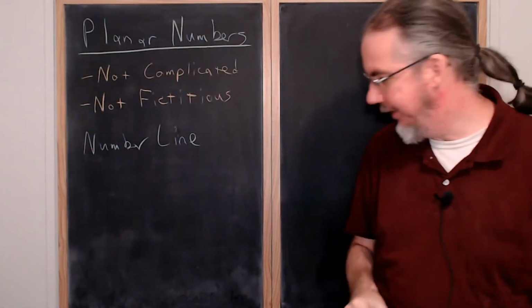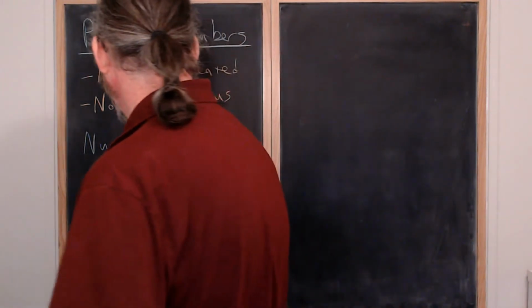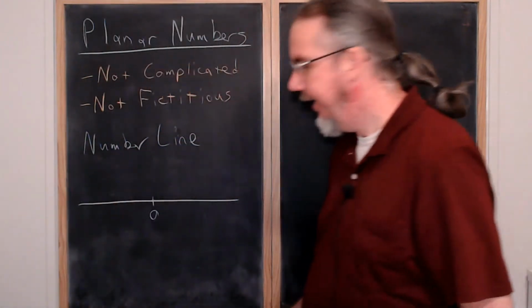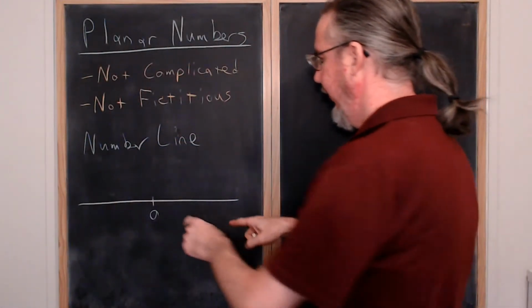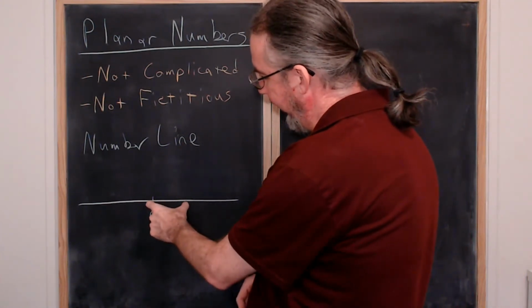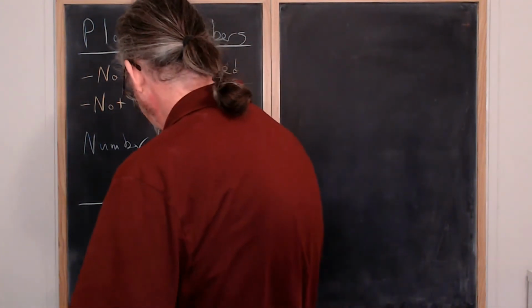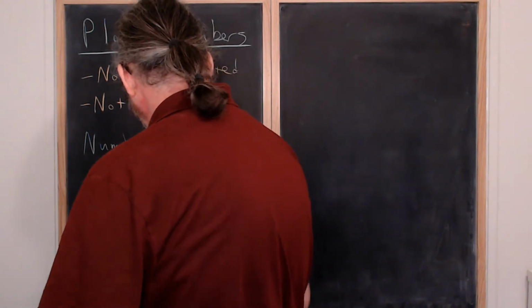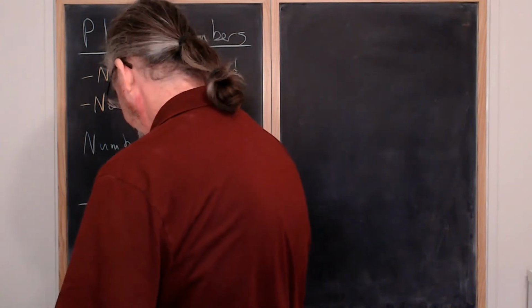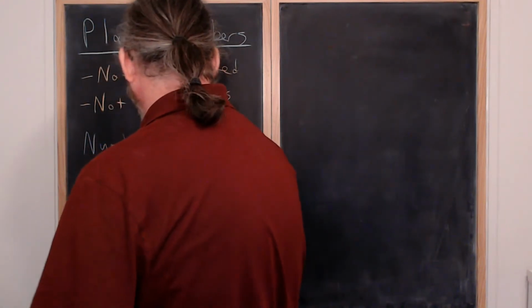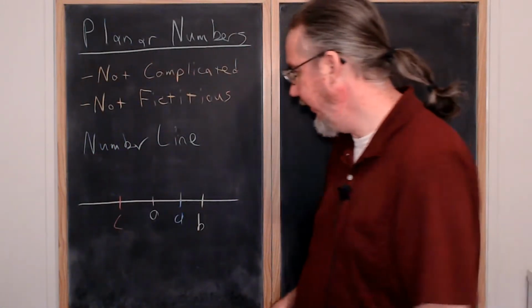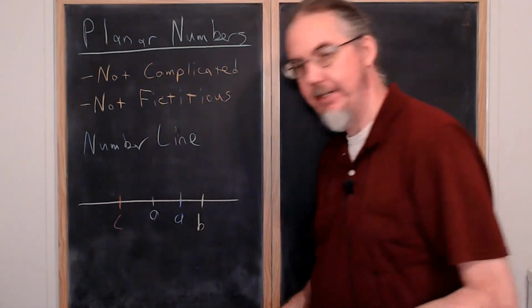With the number line, we have a line of numbers and we fix some origin point, and we view the numbers as distances. Each point on this line represents a distance from the origin. I can call this point A, this point B, and this point over here C. Each of these represents a distance from the origin.